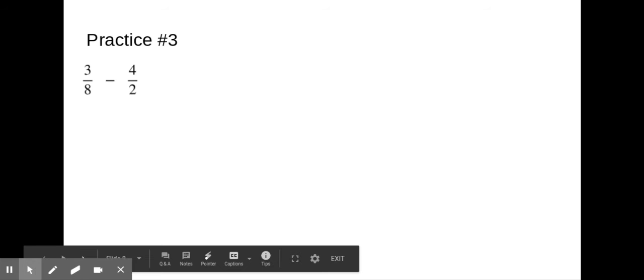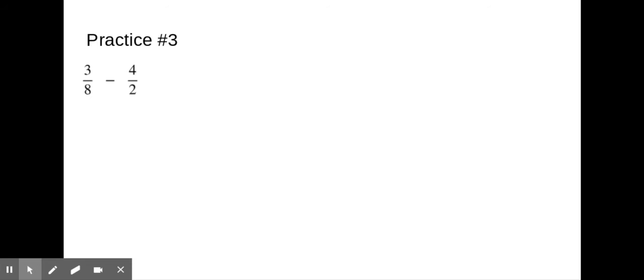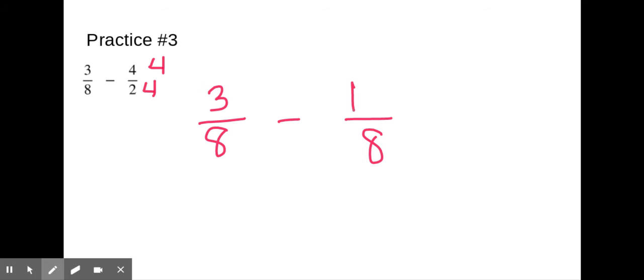3/8 minus 4 over 2. Go ahead and try that. The common denominator that you should have gotten would be 8. So I don't actually have to change the first one, but I do have to change the second one. And the way I turn a 2 into an 8 is by multiplying the top and the bottom by 4. So now I have 3/8 minus 16/8, which is going to give me negative 13 over 8.